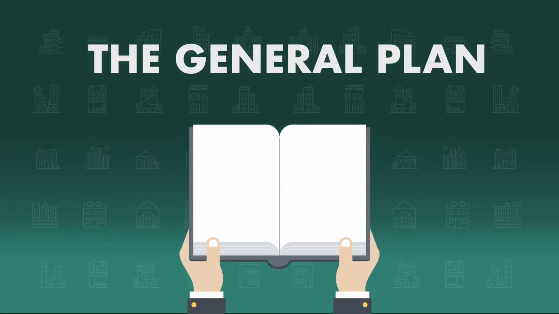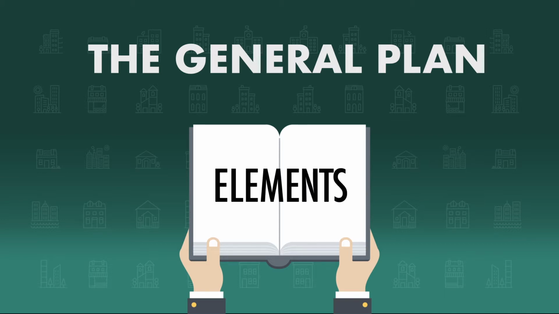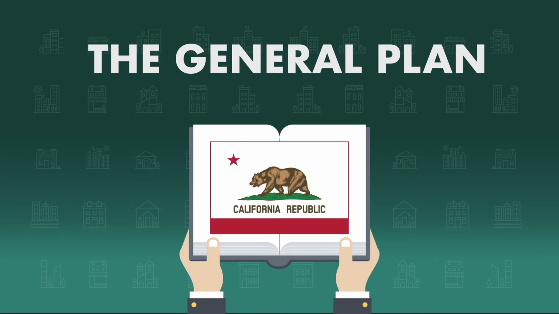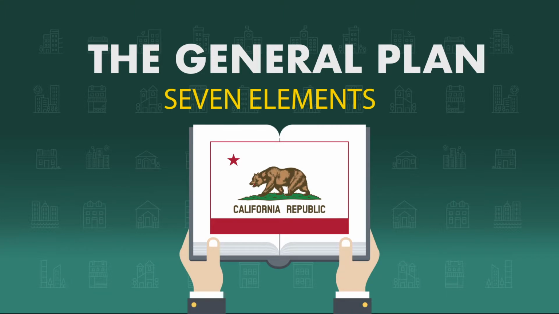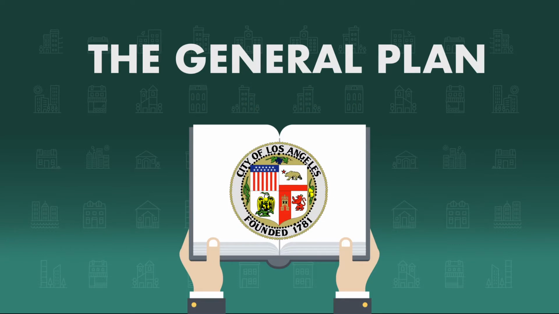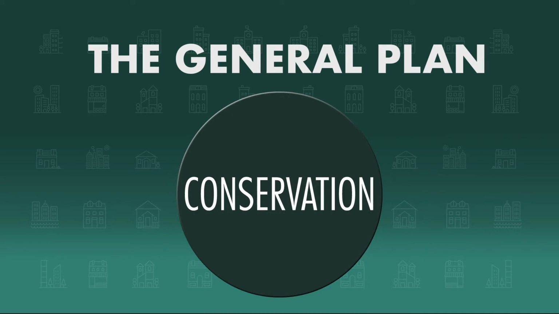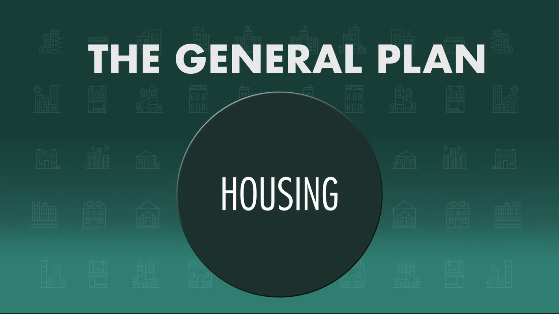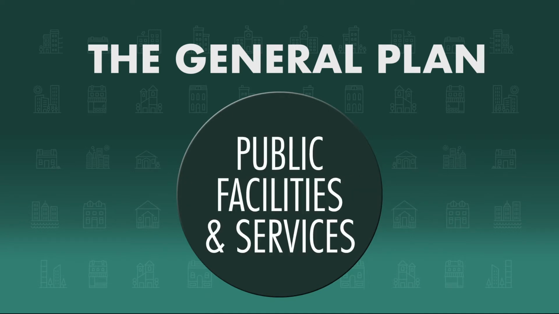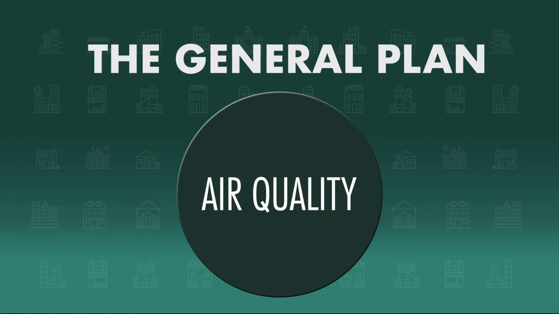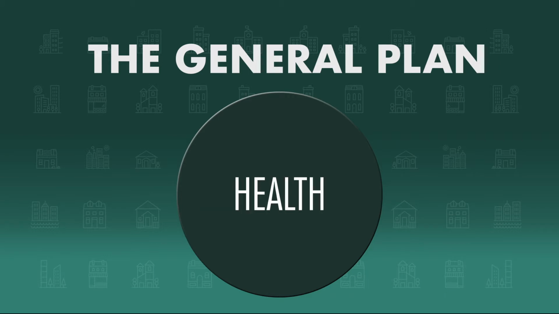Similar to a book, the general plan is composed of chapters, commonly referred to as elements. Each element covers a topic related to land use. While the state of California requires that cities have a minimum of 7 elements, it does not prescribe rules on how they are to be organized. In the city of Los Angeles, we currently have 12 elements: open space, conservation, mobility, housing, land use, public facilities and services, infrastructure systems, noise, air quality, safety, health, and framework.